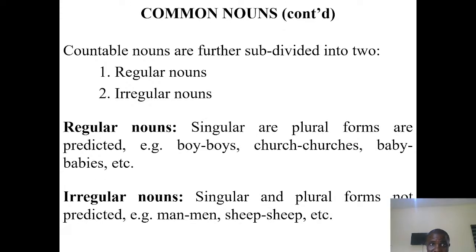Uncountable nouns, etc. Regular nouns are the ones whose singular and plural can be predicted, while irregular nouns are the ones that cannot be predicted. You can see boy, boys, man, men, sheep, sheep, singular sheep, plural sheep. While for regular nouns, you can just add S or ES or IES and we know it's plural.